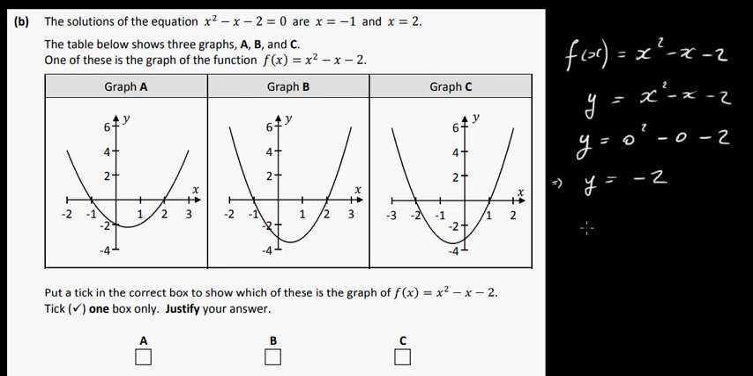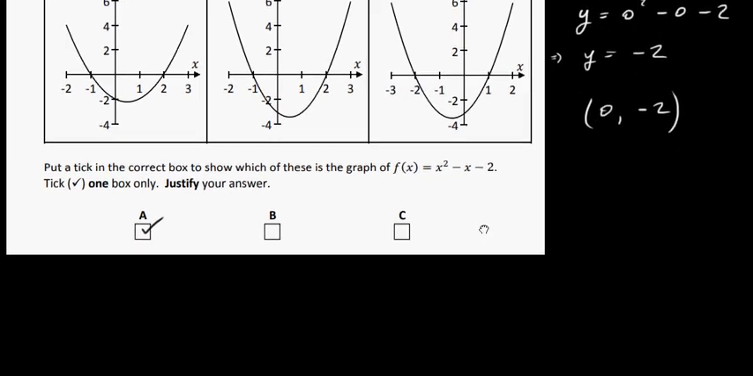So this function here cuts the graph at 0, minus 2. So we're looking at this graph here. This graph here cuts the y-axis at 0, minus 2 and has roots, or cuts the x-axis, at minus 1, 2. So it's graph A. So we got to justify our answer. Well, this is the justification here. We can write it out.